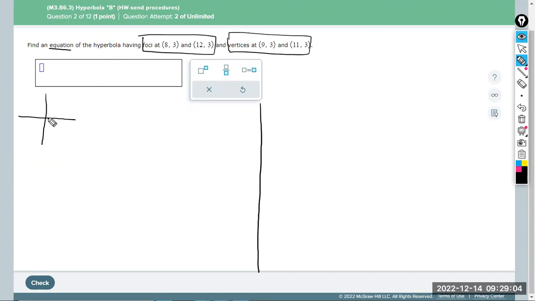This is one foci, and the other is 12, 3. So we have 1, 2, 3, 4, 6, 7, 8, 9, 10, 11, 12, 3. This is another foci, so it is horizontal.